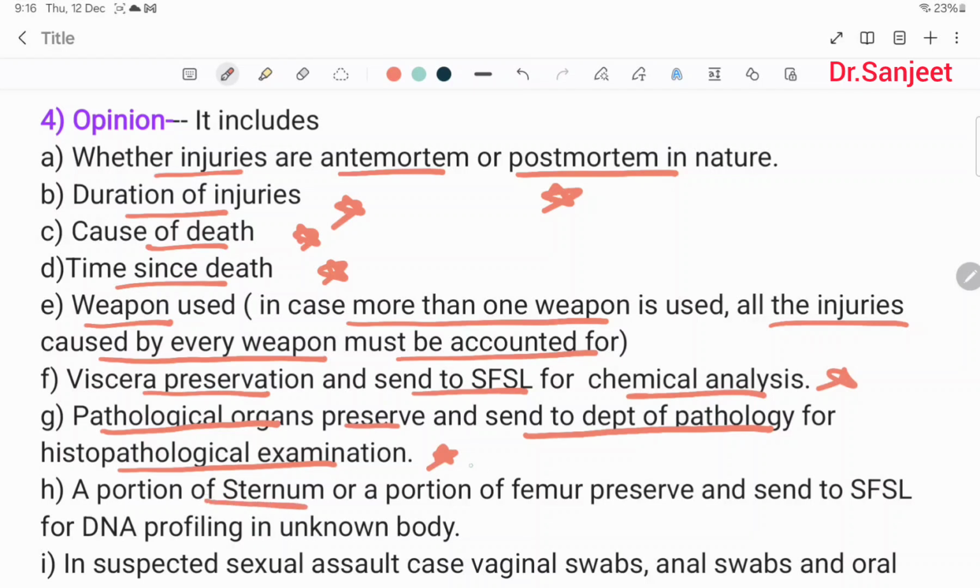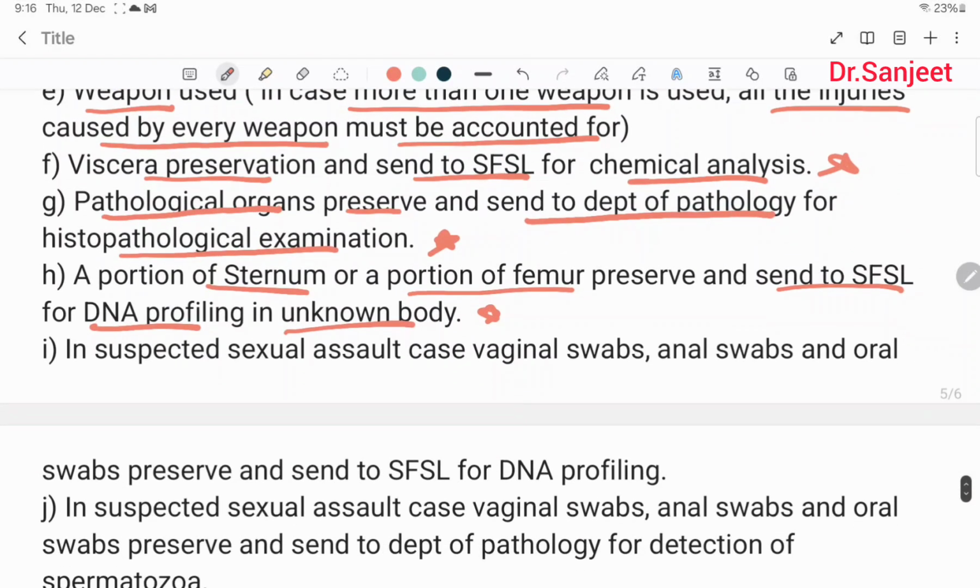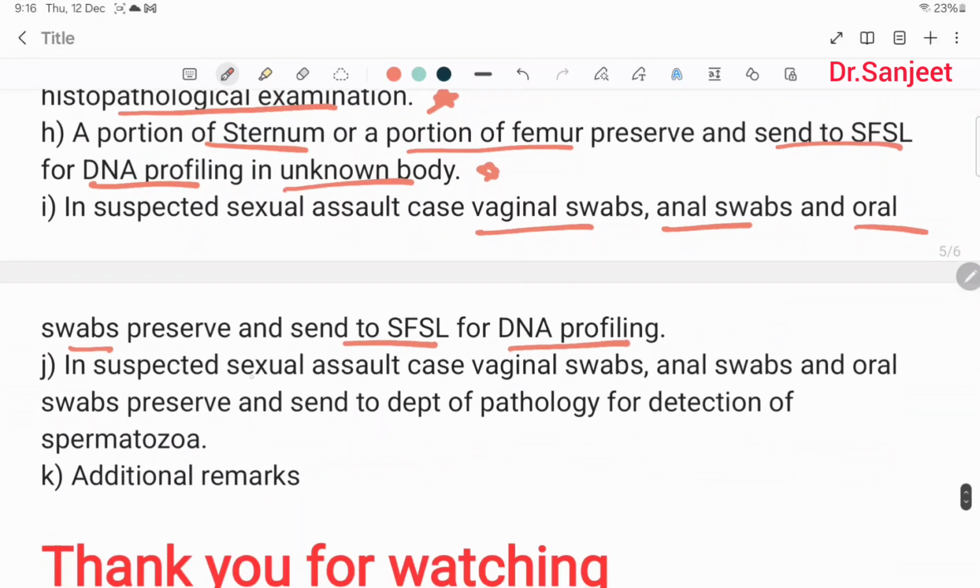A portion of sternum or portion of femur preserved and sent to state FSL for DNA profiling in an unknown body. In suspected sexual assault case, vaginal swab, anal swab or oral swab preserved and sent to state FSL for DNA profiling. In suspected sexual assault case, vaginal swab, anal swab or oral swab preserved and sent to Department of Pathology for detection of spermatozoa. Any additional remark? This is all about detailed examination of body during postmortem.